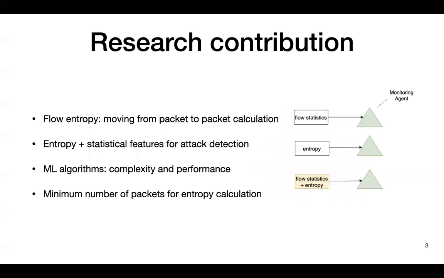To the best of our knowledge, we are the first to look at flow entropy. The previous works have performed traffic analysis by calculating entropy at the packet level. By calculating the value of entropy of a flow, we augmented it with statistical features for identifying malicious DoH tunnels. Other than that, we explore the above features using different machine learning algorithms in terms of complexity and performance. Lastly, we look at the minimum number of packets required to calculate entropy per traffic flow without decreasing the performance or increasing the complexity of our solution.